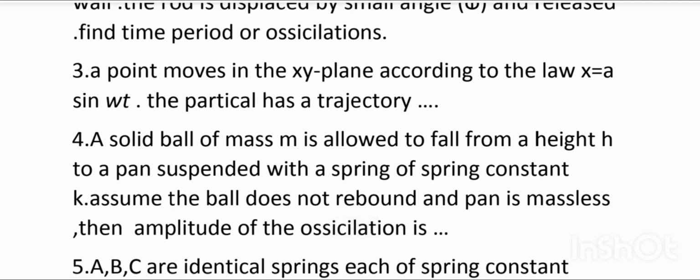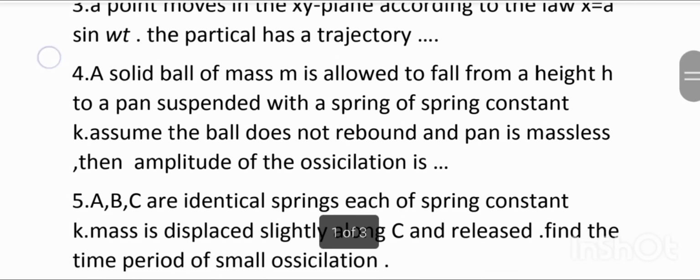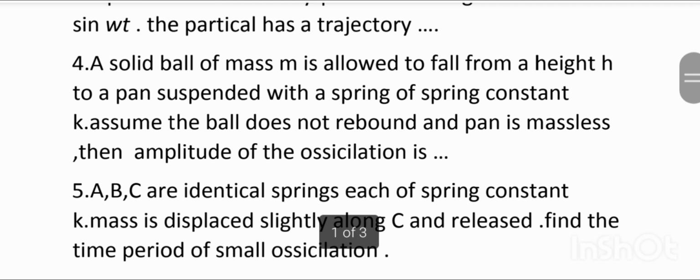A point moves in the xy plane according to the law x is equal to a sine omega t. The particle has a trajectory. A solid ball of mass m is allowed to fall from a height h to a pan suspended with a spring of spring constant k. Assume the ball does not rebound and pan is massless. Then amplitude of the oscillation is.